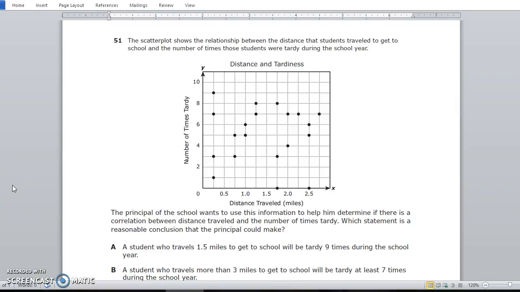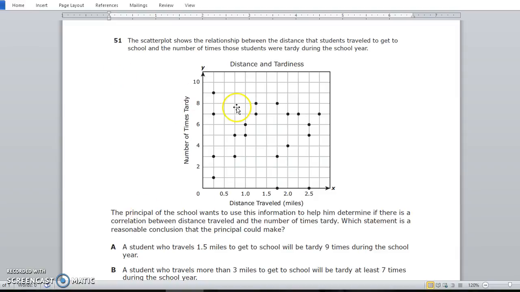Question 51. The scatter plot shows the relation between the distance that students travel to get to school and the number of times those students were tardy during the school year. So we're comparing how far away a student lives from school and how many tardies they have. The principal of the school wants to use this information to help them determine if there's a correlation between distance traveled and the number of times tardy. Which statement is a reasonable conclusion that the principal could make?